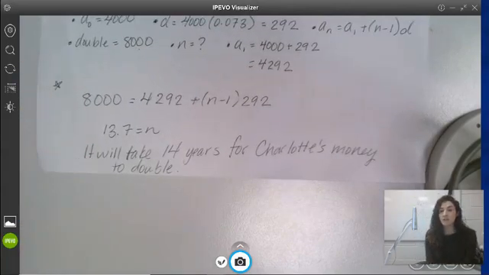Or you can say after the 13th year. So at 13, it's not doubled yet, but after 13, it will double. But it does say how many years it takes for it to double, and so you wouldn't be able to say 13, it would have to be 14.